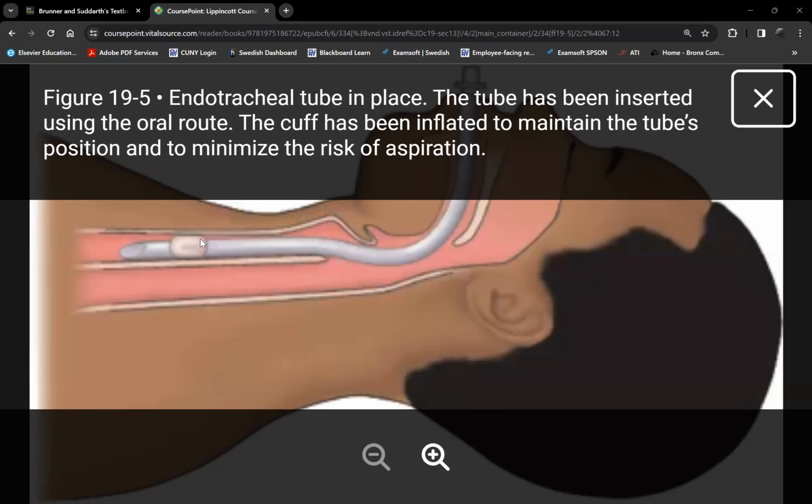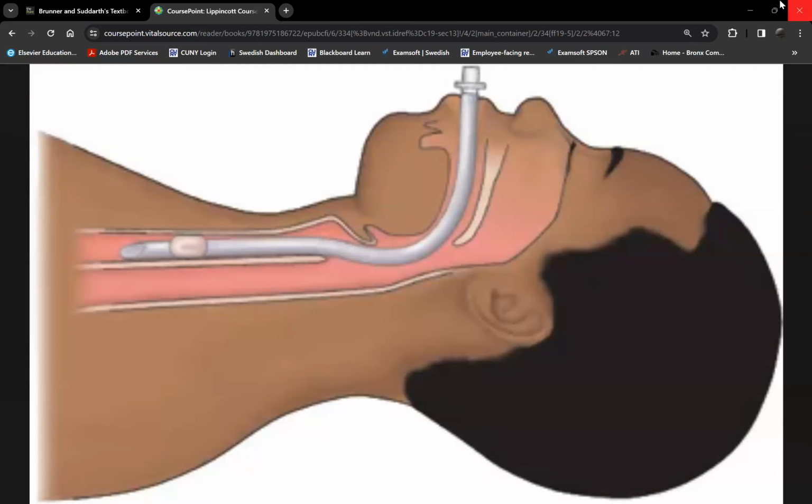What will happen if you overinflate the cuff? It will cause ischemia, correct? All right. So the cuff has to be inflated to a certain pressure, which is between 21 and 25 millimeters of mercury, or 20 to 30 centimeters of water. Okay, so we'll look at the tube shortly.